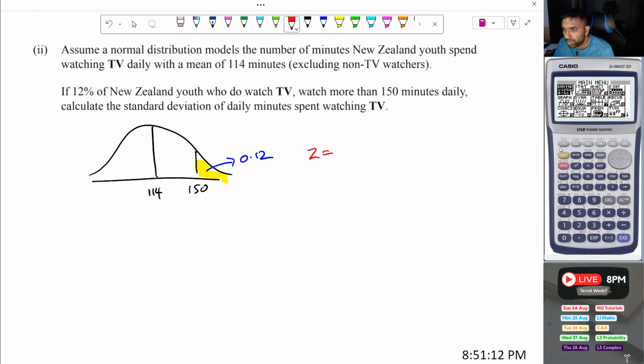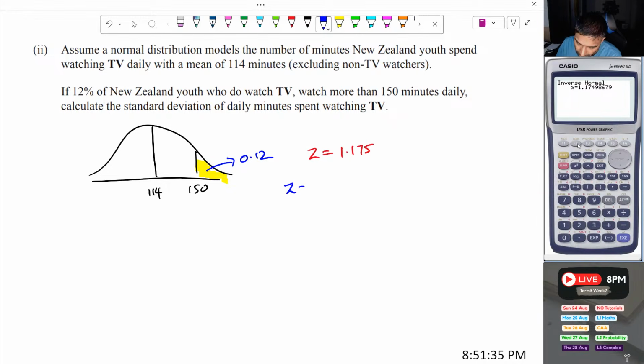Let's go stat mode, distributions, normal, inverse, and I'm going to go right side for the tail. 0.12 for the area. All right, so that's going to give me a Z value of 1.175.